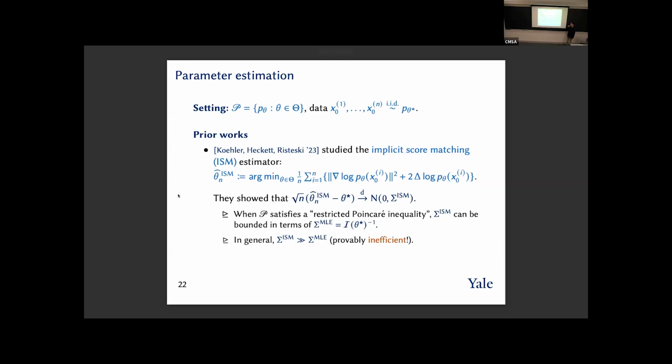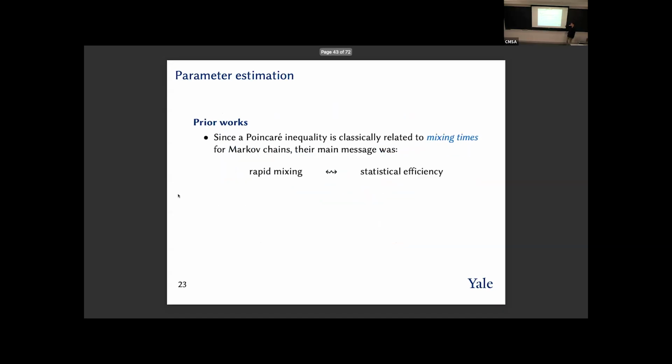What's the story here? We have this score matching based estimator, and we're trying to compare its performance to that of the MLE. Whether or not its performance is comparable depends on this restricted Poincare inequality. This is actually part of a broader picture, which I think is pretty interesting and should be fleshed out a little bit more. This picture connects the mixing time of certain Markov processes with the statistical efficiency of score matching estimators, which are based on that Markov process.